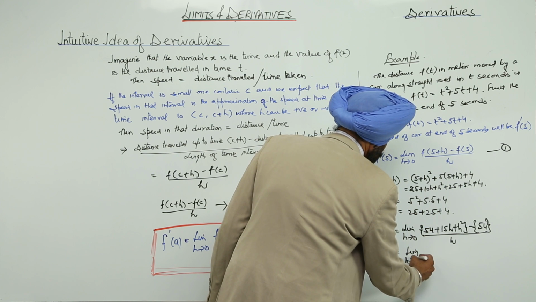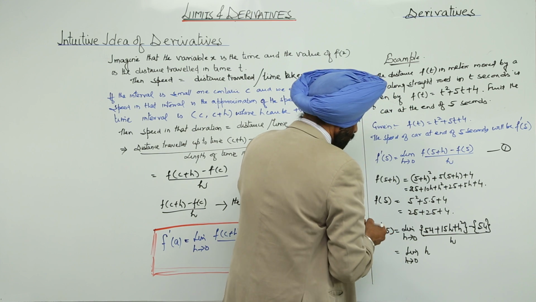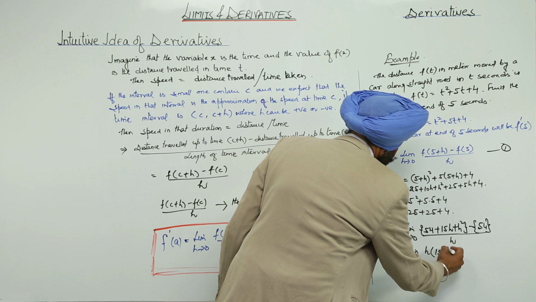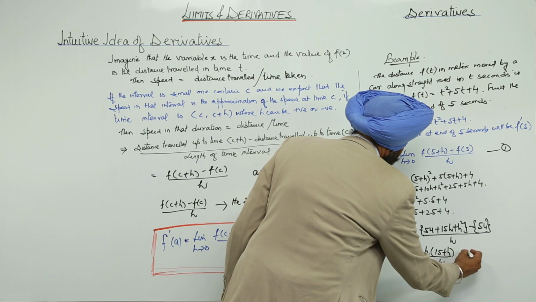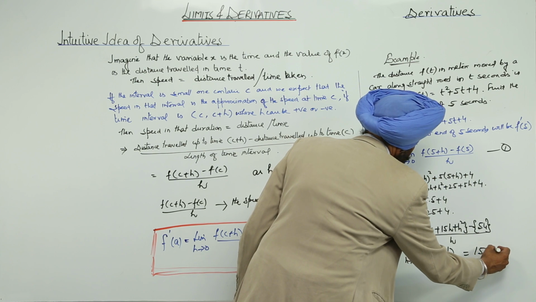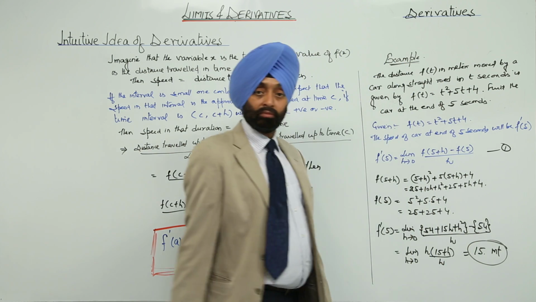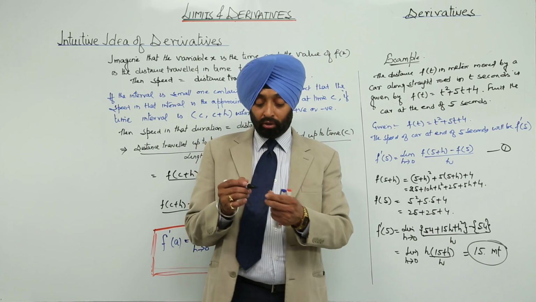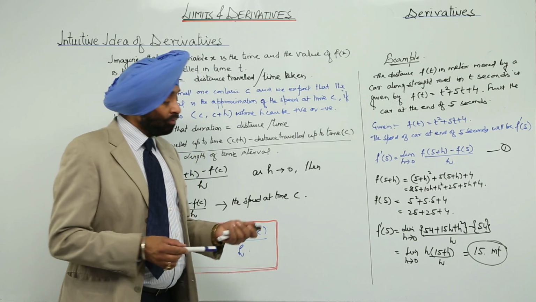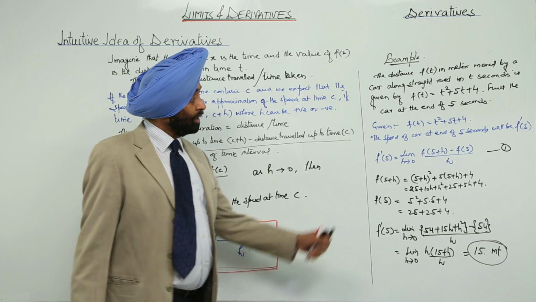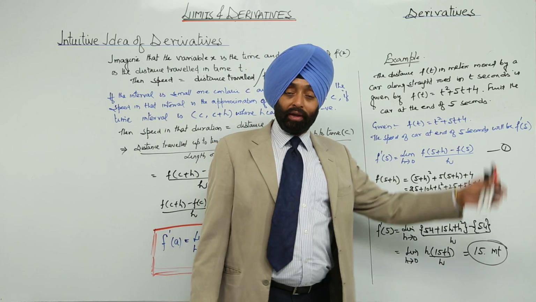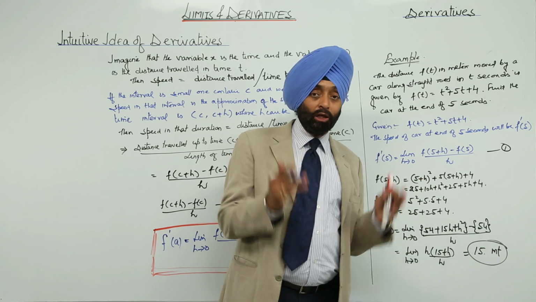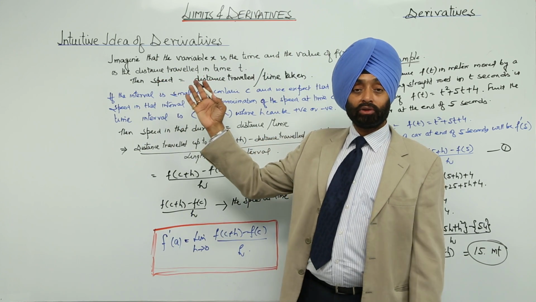Limit h approaches 0. Here 54 and 54 cancel, we are left with h times 15 plus h upon h, and this is equal to 15 meters per second. Is it clear? Because h and h cancel, we are left with 15 plus h, and putting h equal to 0, as you have done in limits, we get 15. Now look how nice the example was. The equation was given to you, and we found the speed at 5 seconds. This is only possible if we go with the ideas of the derivative.